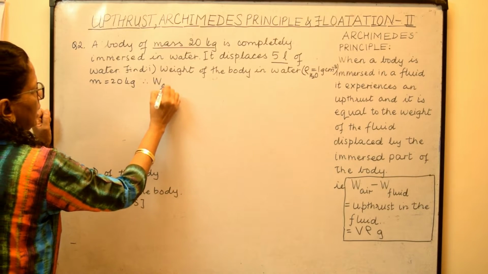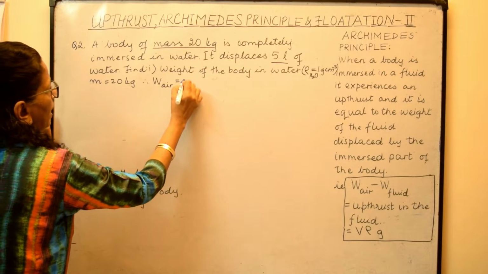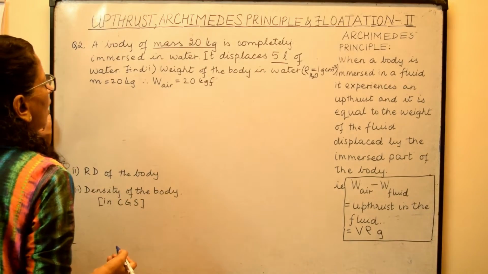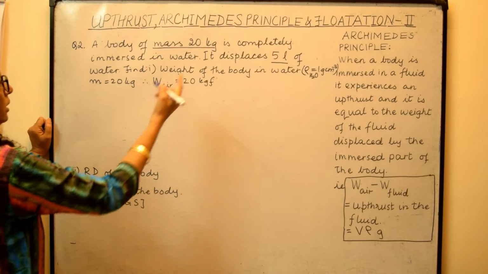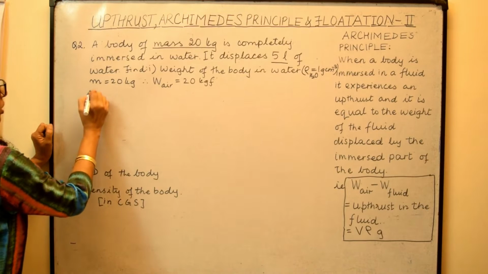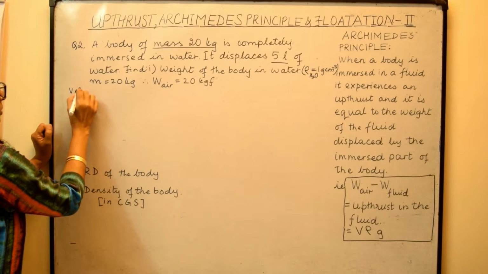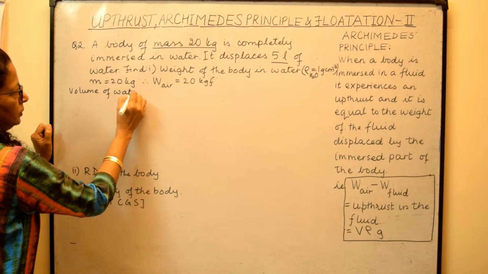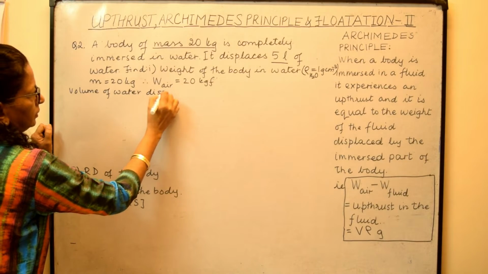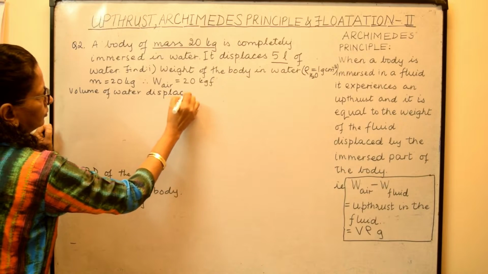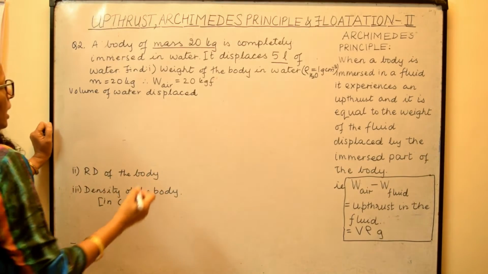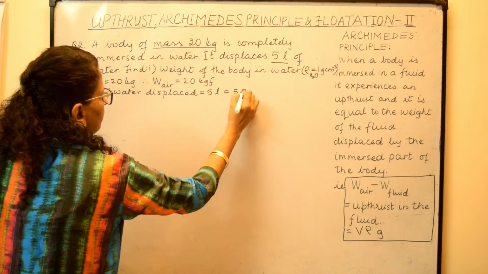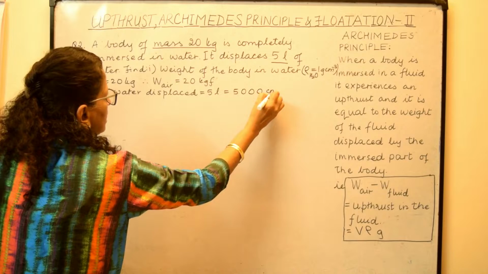Therefore, the weight in air automatically becomes 20 kgf. What else do we know? That it displaces 5 liters of water. So, volume of water displaced is going to be 5 liters, which is 5,000 centimeter cube.